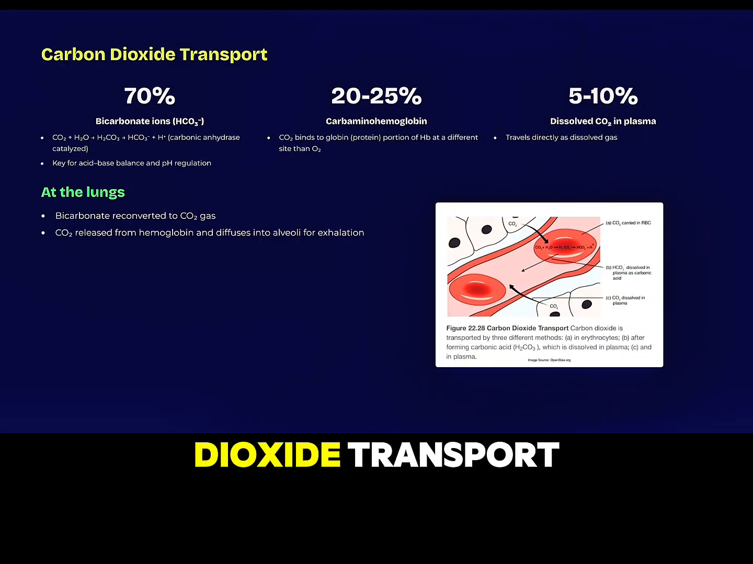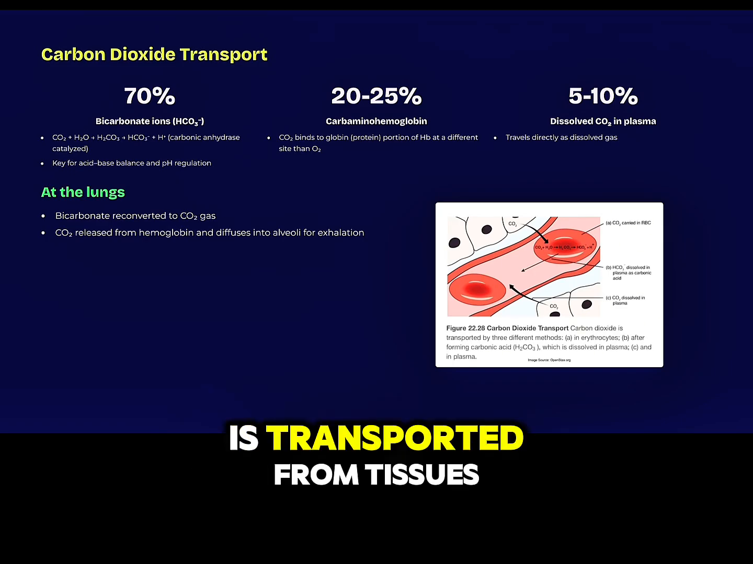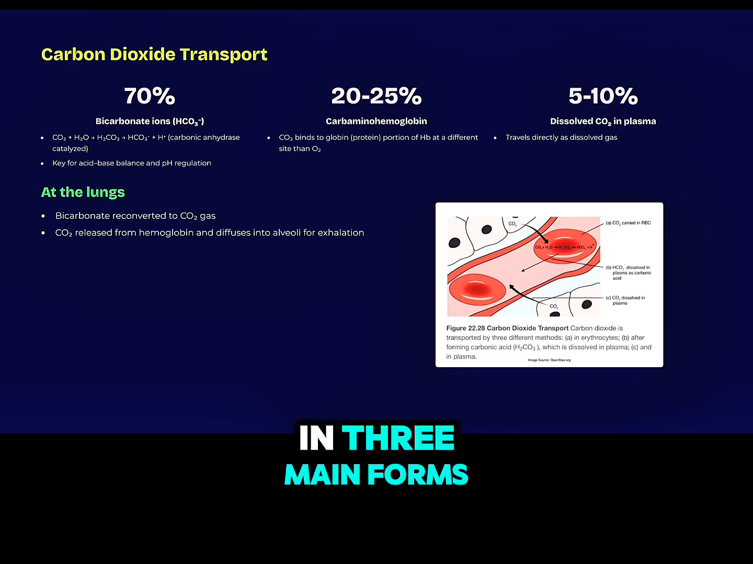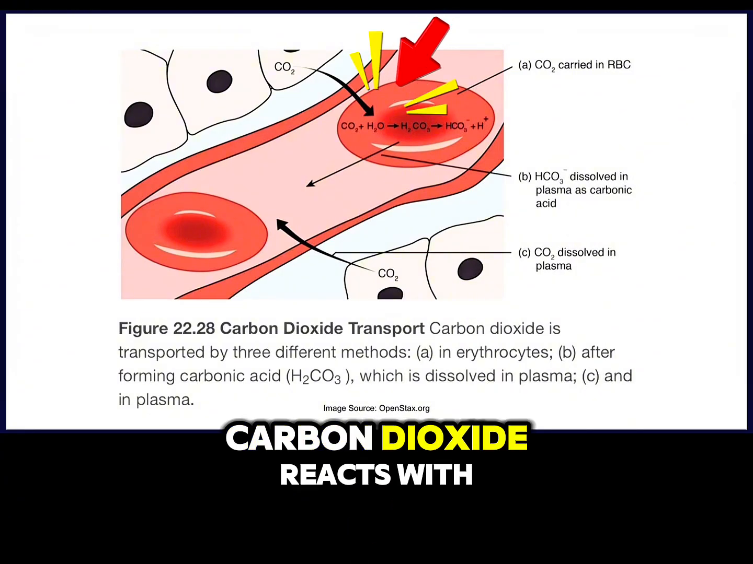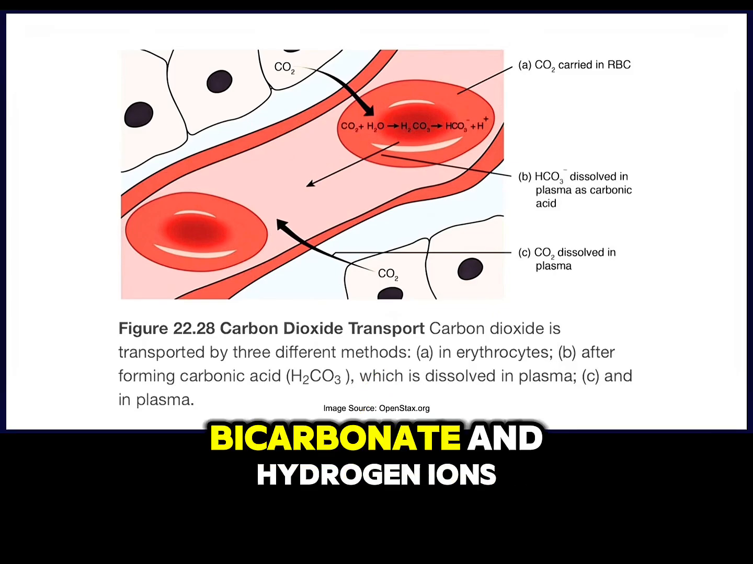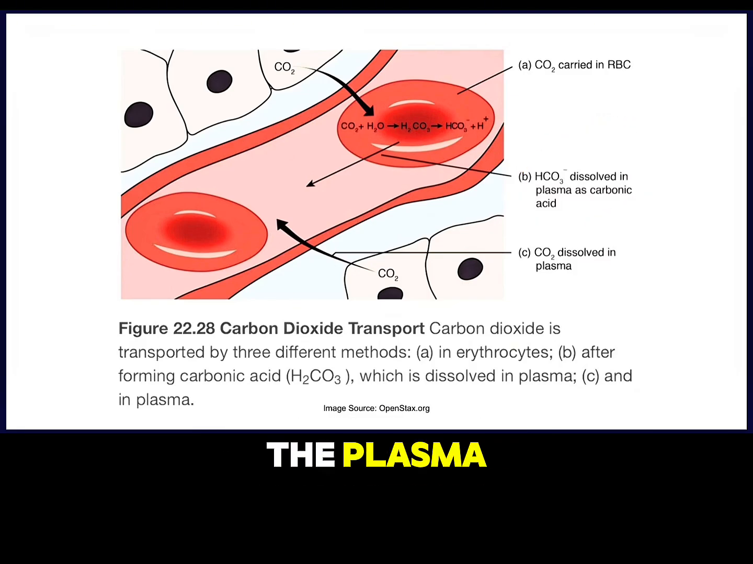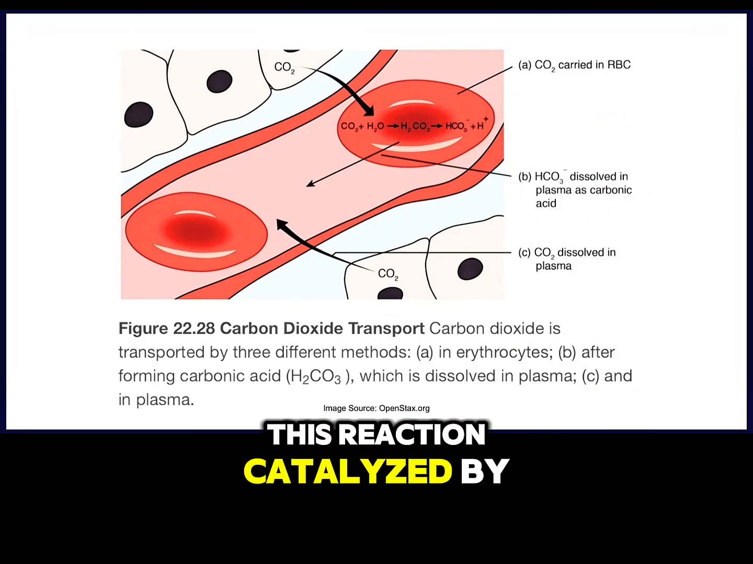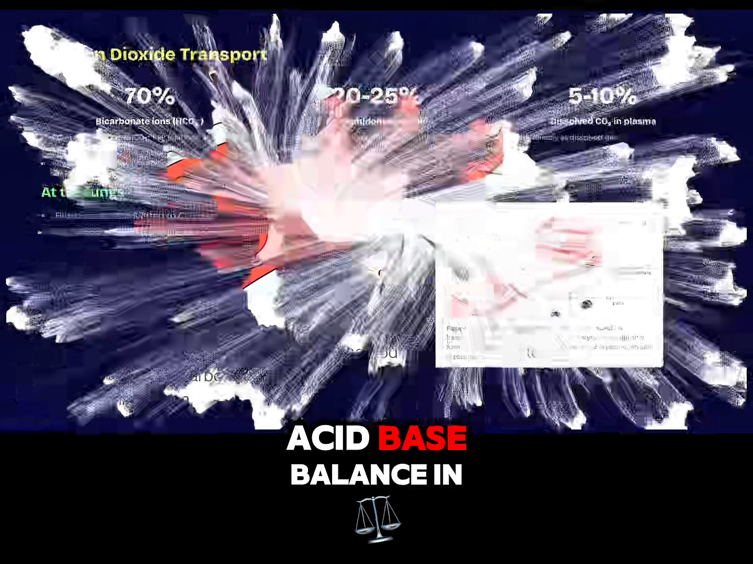Now let's look at carbon dioxide transport. Carbon dioxide produced by cells during metabolism is transported from tissues back to the lungs in 3 main forms. The main form is as bicarbonate ions. About 70% of carbon dioxide is carried in this form. Inside red blood cells, carbon dioxide reacts with water to form carbonic acid, which quickly dissociates into bicarbonate and hydrogen ions. Bicarbonate ions diffuse into the plasma. This reaction, catalyzed by the enzyme carbonic anhydrase, is crucial for maintaining acid-base balance in the blood.